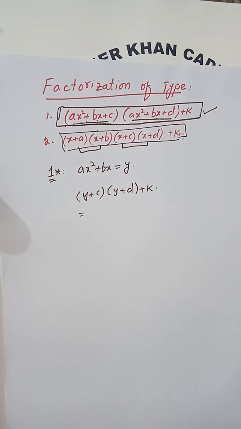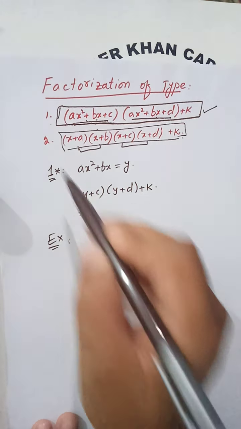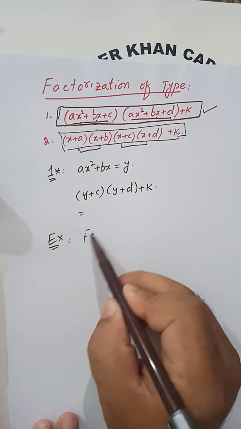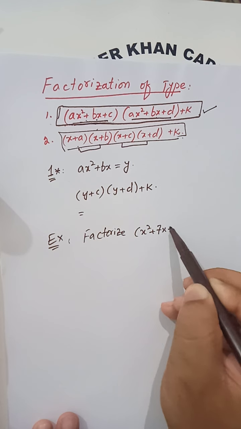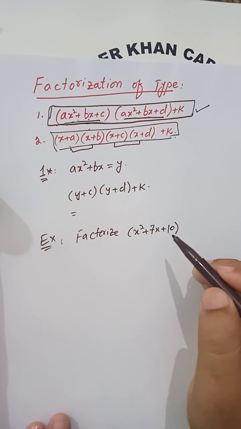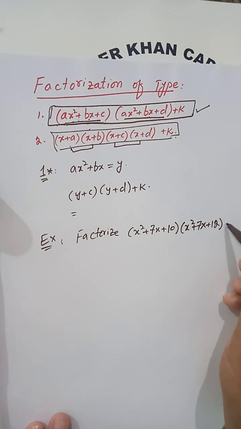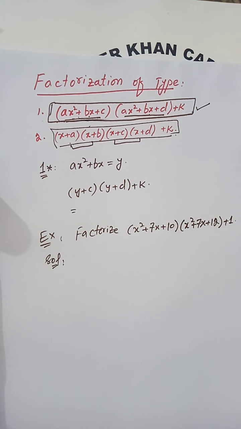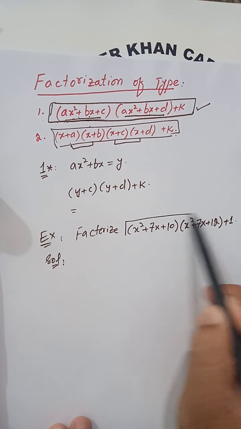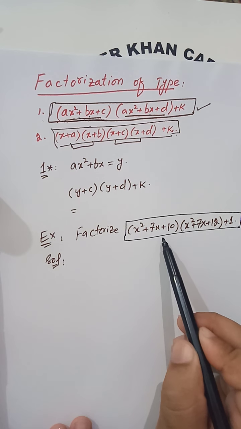So to clarify these types, I am taking an example. Now for type 1 I am taking an example. The example is: factorize (x² + 7x + 10)(x² + 7x + 12) + 1. Solution: you see that this is the whole algebraic expression which you are required to factorize.